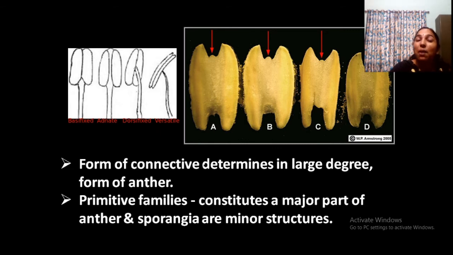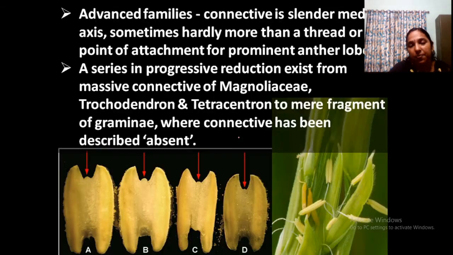So, in primitive families the connective constitutes a major part of the anther. So, in primitive families, sporangia are minor structures. Okay. Advanced families, what is the condition? Connective is a very slender median axis. A good example is Gramineae, Poaceae. So, the connective is very slender, attached just like a thread, the point of attachment to the anther lobes.